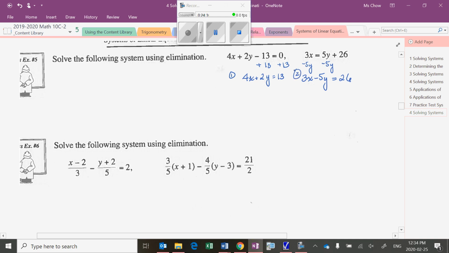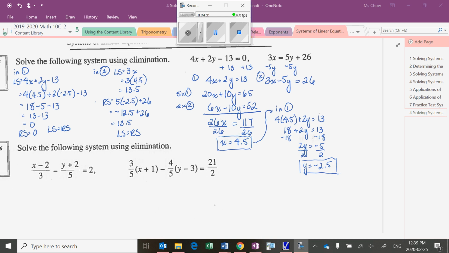So at this point, you can either eliminate x or y once you end up with the same coefficient. So if you want to hit pause for a moment and I'll work through the solution, and you can work through the solution and then we can compare.